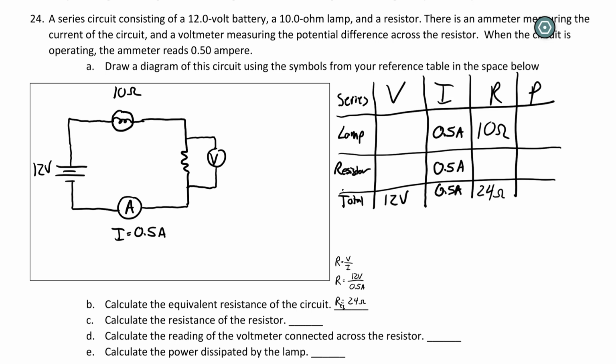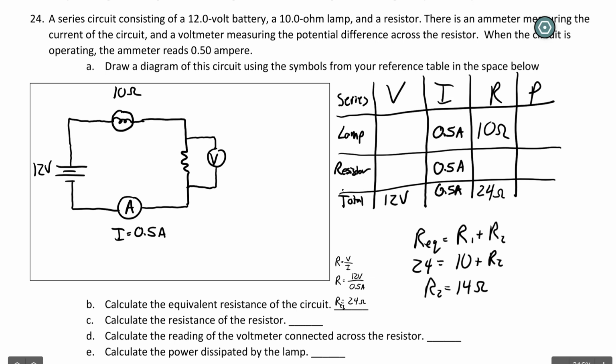Okay, now it says calculate the resistance of the resistor. And this is why I kind of wanted to use the VERP table. You're like, okay, let me see the resistor. I know the current. What else do I know? I don't have enough information in that row. Can I find it somewhere else? Oh, well, in this column, I know enough information to do the series circuit resistance, the equivalent resistance formula. And now you could say 24 ohms is equal to 10 plus R2. So R2 is going to be equal to 14 ohms. There you go.